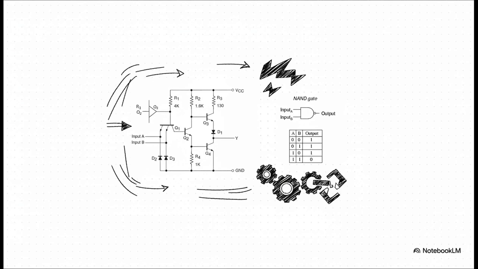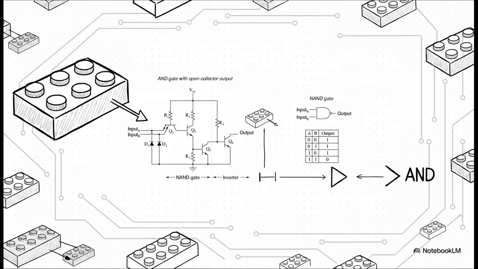Pretty cool, right? So what if you need an AND gate instead? Easy. You just build on what you've already got. You take the output from your NAND gate and just pop it through a simple inverter. A NAND followed by an inverter gives you an AND gate. It really is like building with digital Legos.